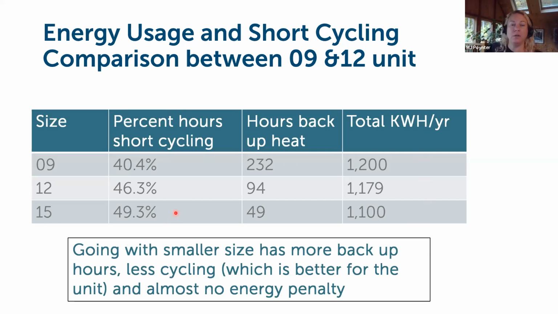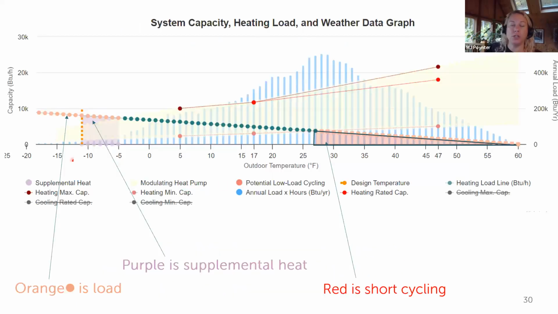So my message here for this ducted 2 or 3 bedroom unit is it's fine to go with the smaller size. The amount of short cycling is lower, which is way better for your equipment. And there's almost no energy penalty of going with a smaller unit. And you're going to spend less first cost on a smaller unit. My other message is you have to look at these charts to really understand which heat pump is going to work best for your space.